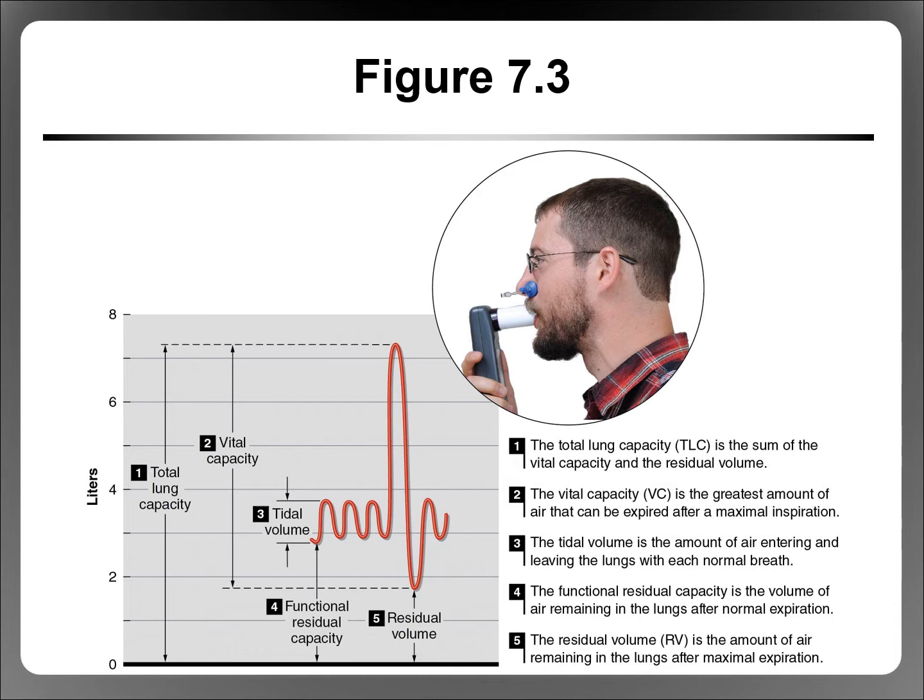So your total lung capacity is basically the sum of your vital capacity and residual volume. Your vital capacity is the greatest amount of air that can be expired after a maximal inspiration. Your tidal volume is the amount of air entering and leaving the lungs during a normal breath. The functional residual capacity is the volume of air remaining in the lungs after a normal expiration, and your residual volume is the amount of air remaining in the lungs after maximal expiration.